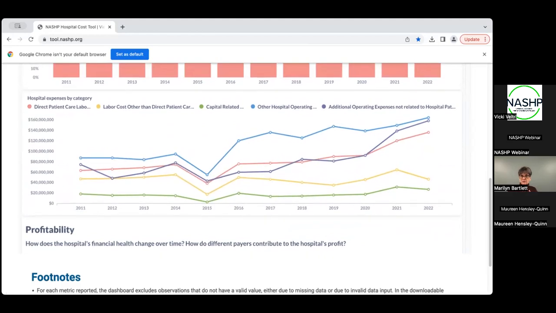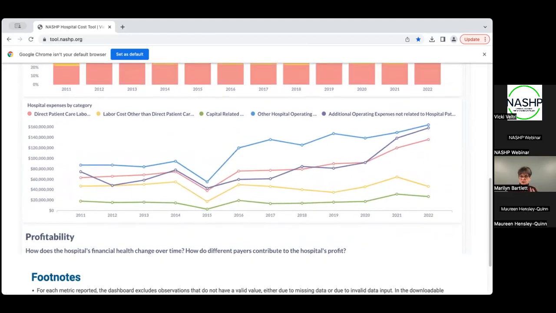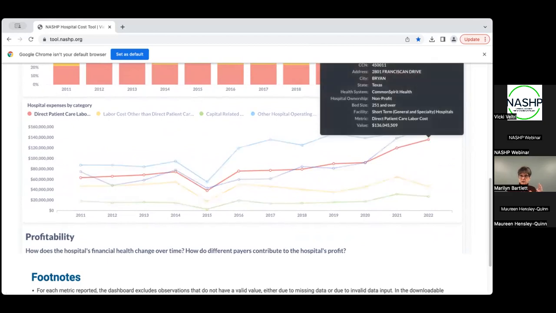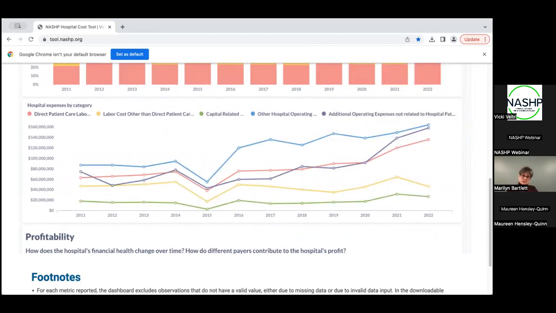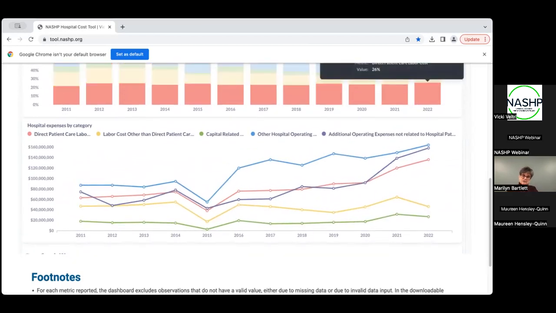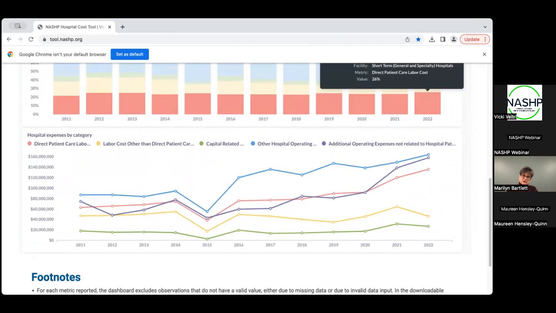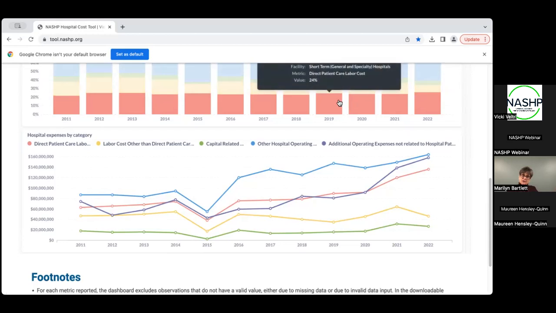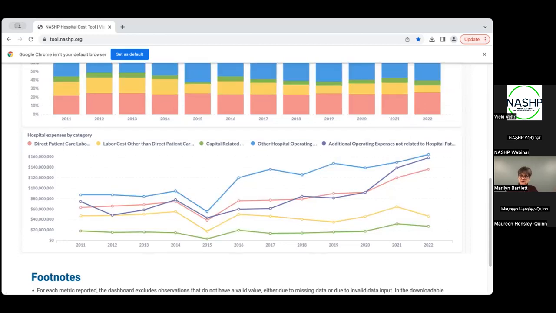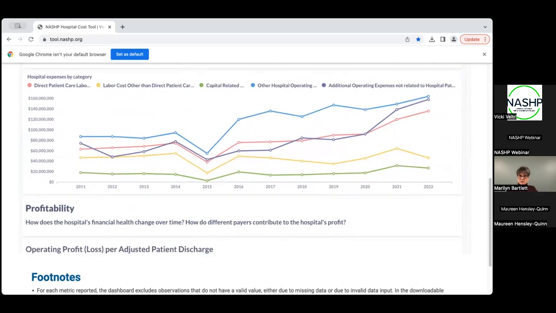We then take it down to look at the line charts to see the trend. So these are the same issues. As you can see, the percentages stayed fairly flat on some of these. We did see the increase here in direct patient care labor is at 26%. In 2019, it was 24%, but it has gone up. So again, looking at the trend, you can see the purple line, which is the additional expenses not attributed to patient care, that's been increasing.